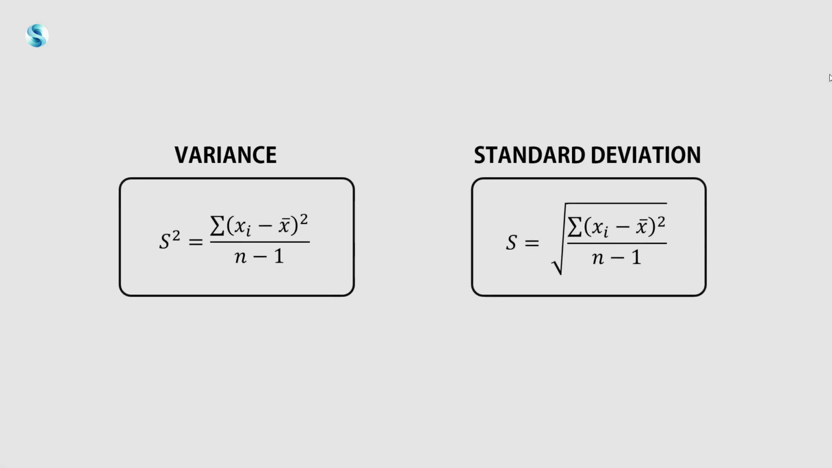Variance is closely related to the standard deviation. The only difference between these two formulas is that the standard deviation involves taking the square root of the calculation, and for the variance, we don't take a square root. Also notice how the standard deviation is denoted as s, and the variance is denoted as s squared. Both of these can be referred to as the sample standard deviation and the sample variance.